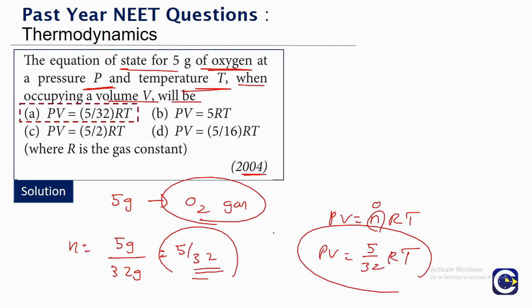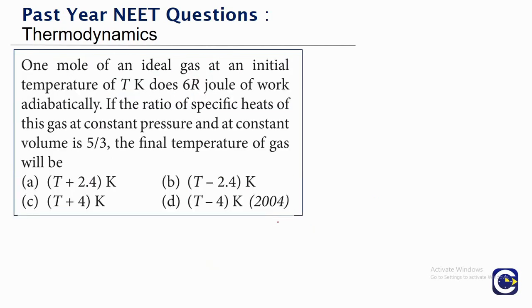It is option A, which is PV is equal to 5 by 32 into RT. Okay, we'll move on to the next question.